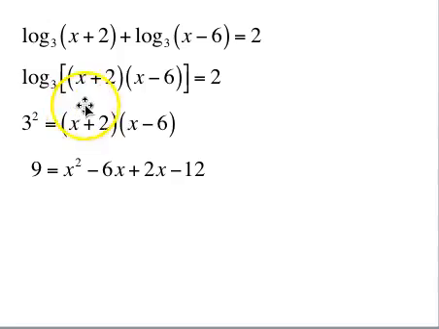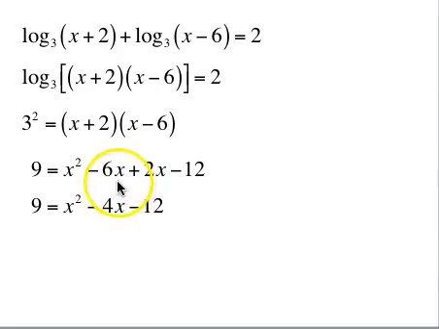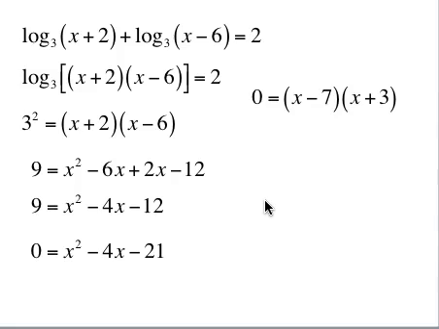So 9 is, multiplying this out, x squared minus 6x plus 2x minus 12. Negative 6x plus 2x is minus 4x. Then subtracting 9 from both sides, we get 0 is x squared minus 4x minus 21, which we need to factor. That will be 0 is x minus 7 times x plus 3. Setting each of those equal to 0, x minus 7 is 0 or x plus 3 is 0.